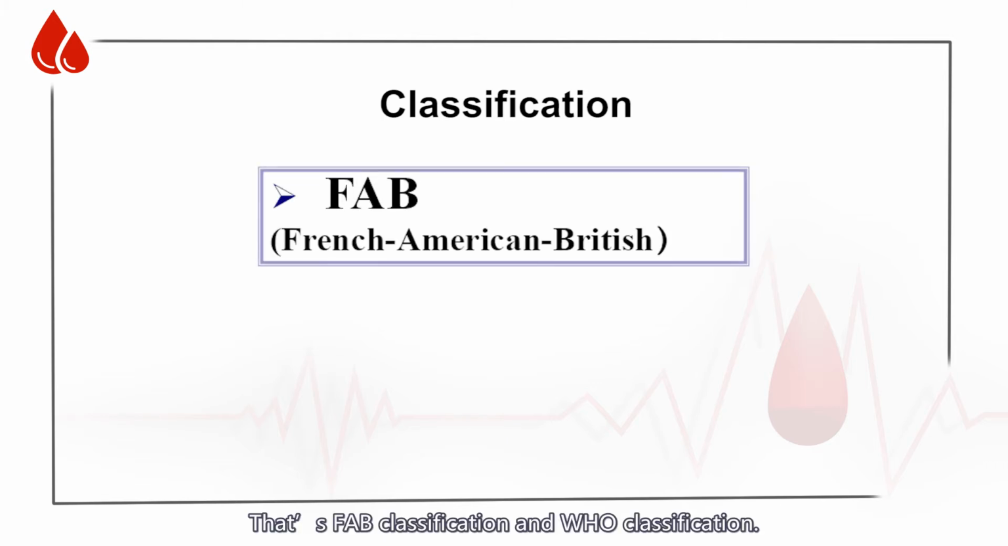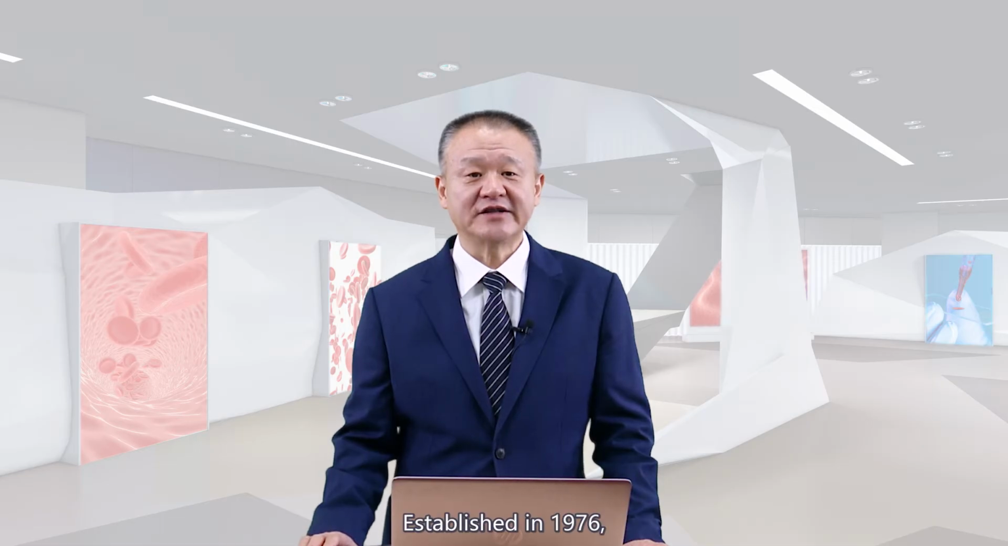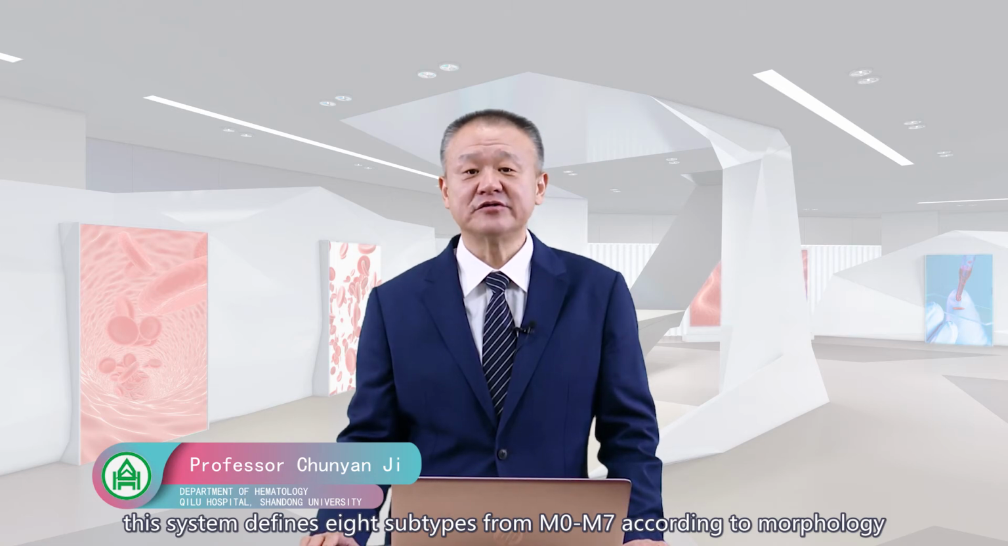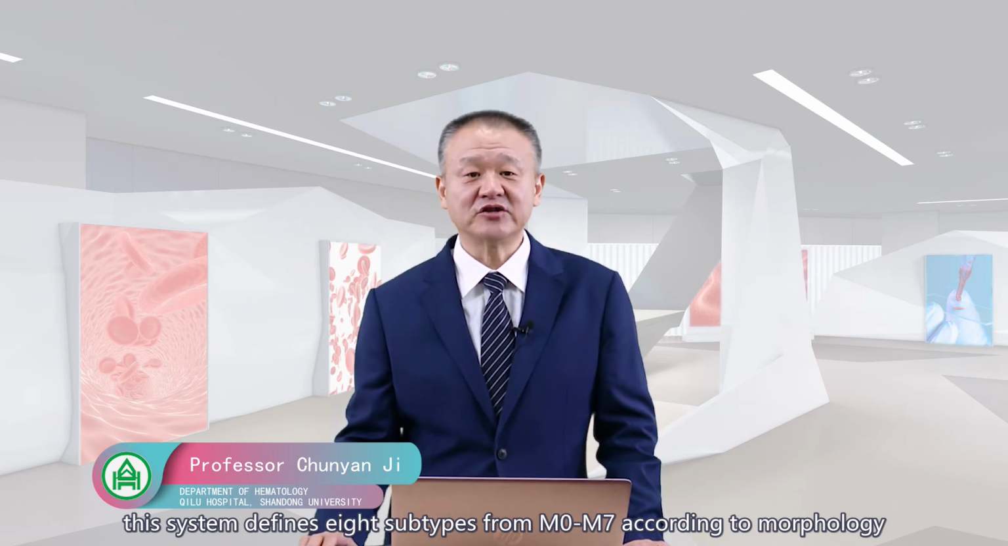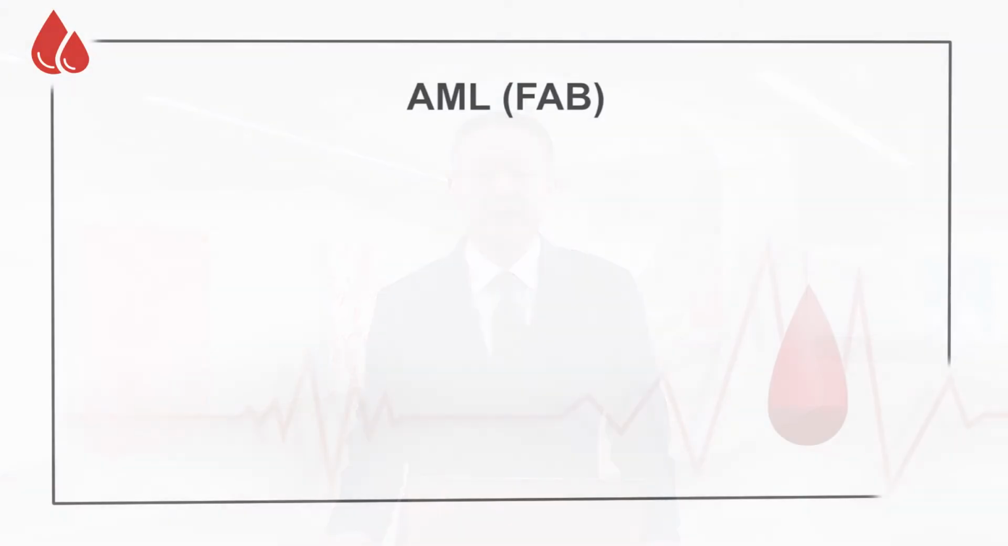There are two classification systems for acute leukemia. There's FAB classification and WHO classification. FAB means French, American, British, established in 1976. This system defines 8 subtypes from M0 to M7 according to morphology and cytochemical characteristics of leukemia cells.